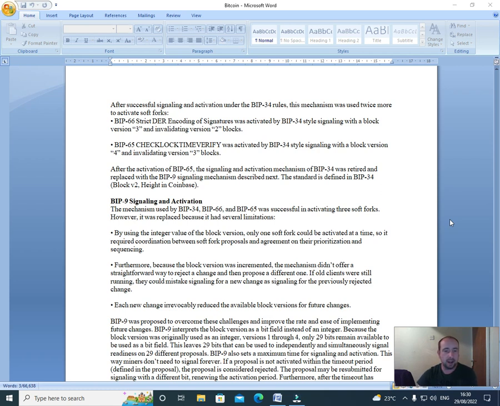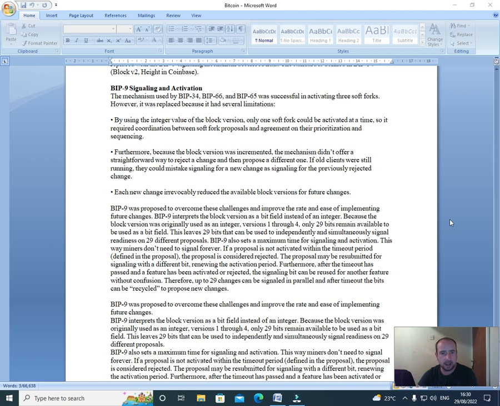After the activation of BIP65, the signaling and activation mechanism of BIP34 was retired and replaced with the BIP9 signaling mechanism described next. The standard is defined in BIP34, block version 2, height in coinbase.